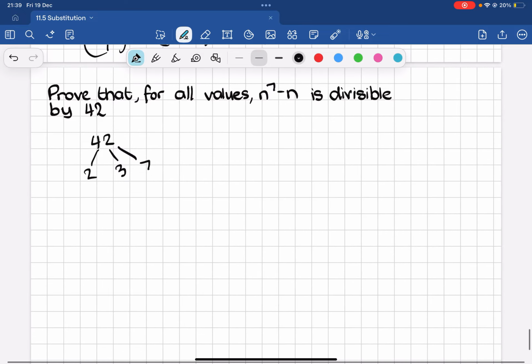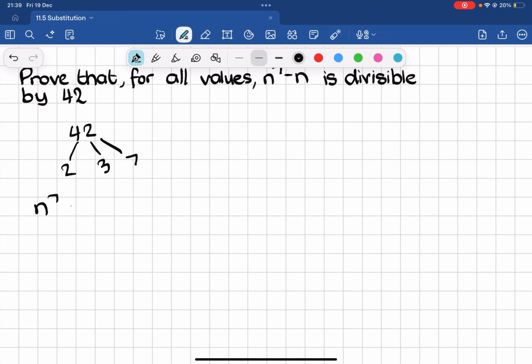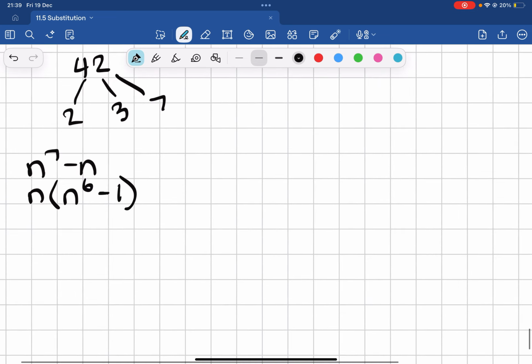Now how do we show this? Well, let's take n to the 7 minus n and see what we can do with it. We can first start off by factoring out n. Now we've got a difference of 2 squares, so we've got n cubed plus 1, n cubed minus 1.